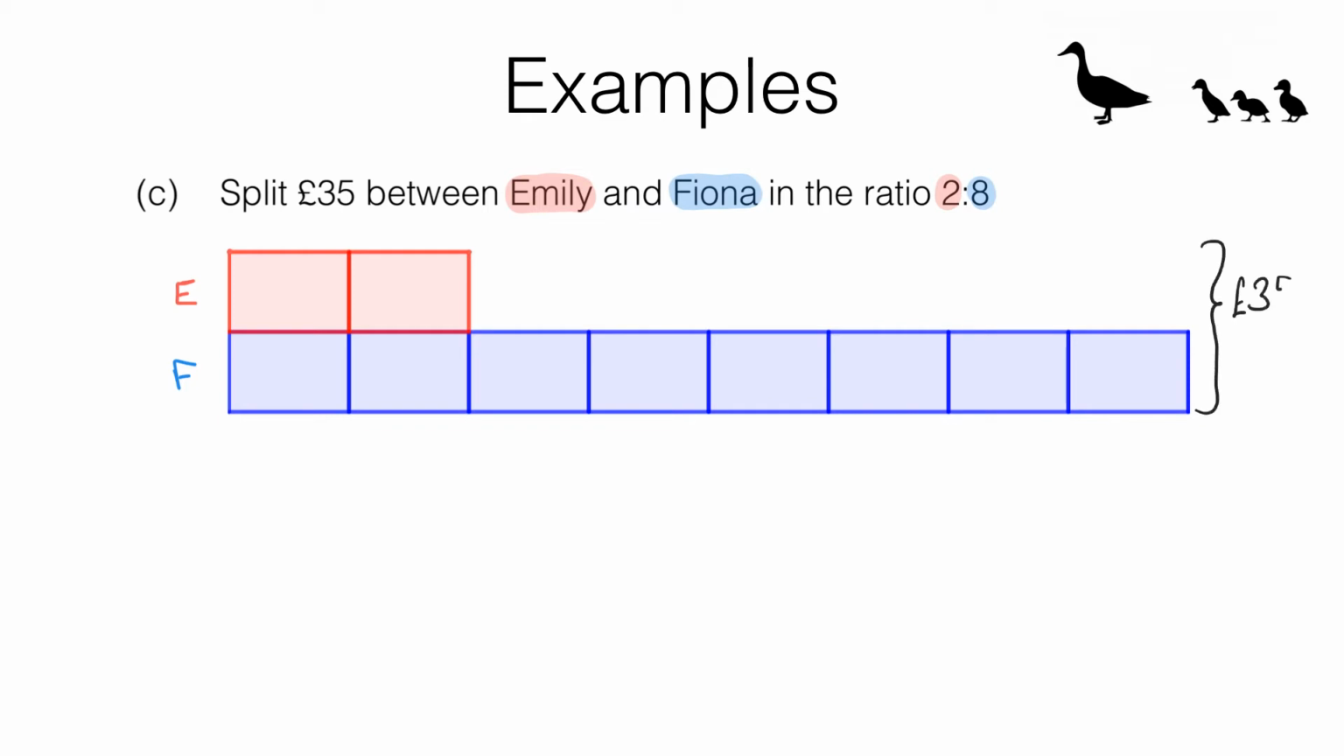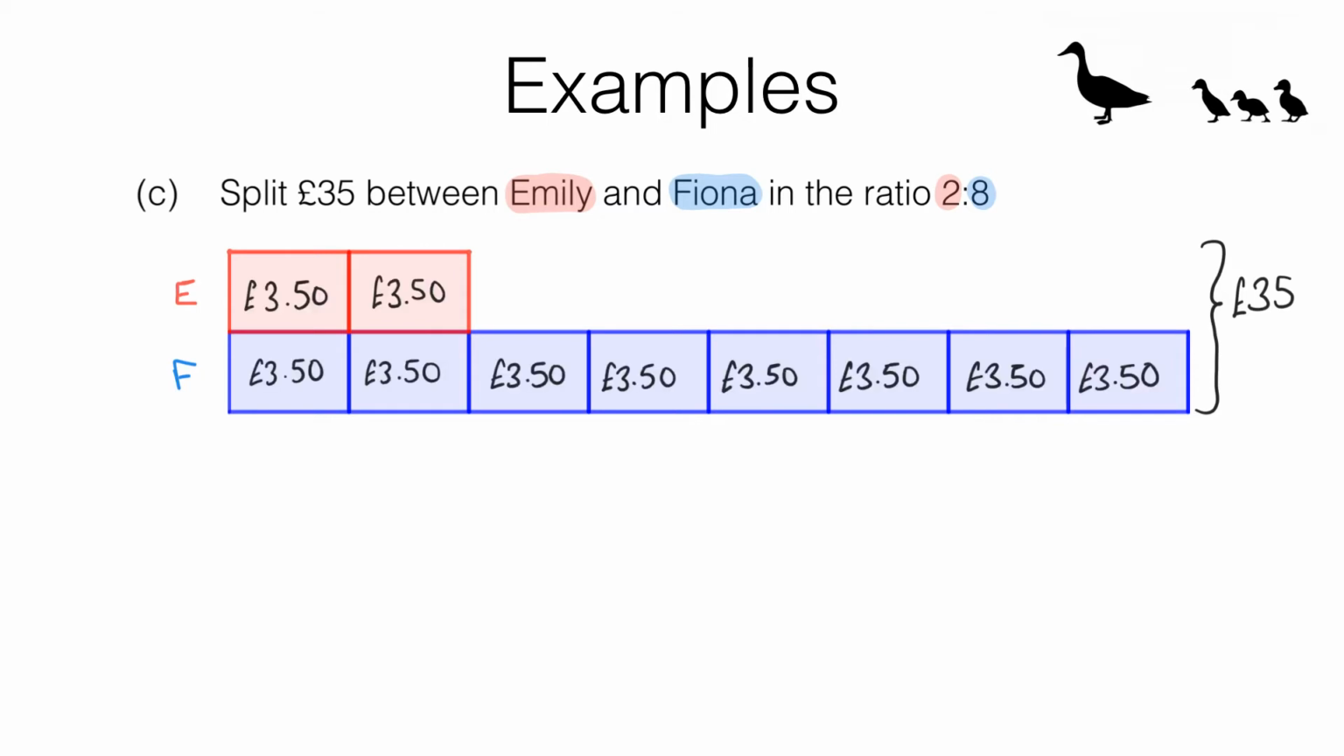Now, altogether, I've got 10 boxes, 2 for Emily, 8 for Fiona, remember? So each box would be worth £3.50. Pause the video and write down how much Emily gets and how much Fiona gets.